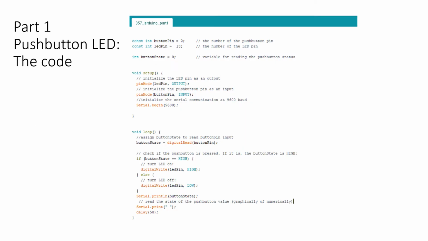This is the code for the push button LED portion. You can see an if-else statement to turn off and on the LED, depending on if the button state is high or low.